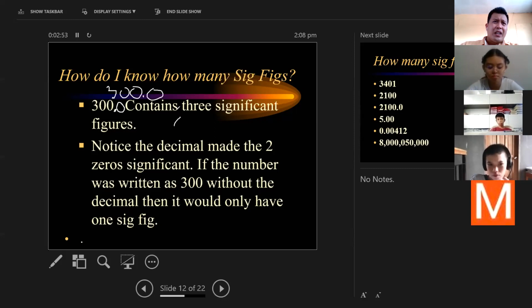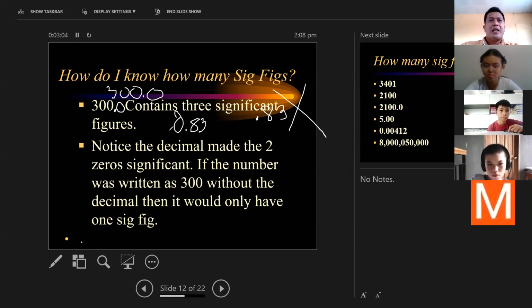If you write .83, and then perhaps someone in your class writes only .83, I will mark this wrong. Instead, this is the correct one, since 0.83 is the proper way of writing it. Get it?